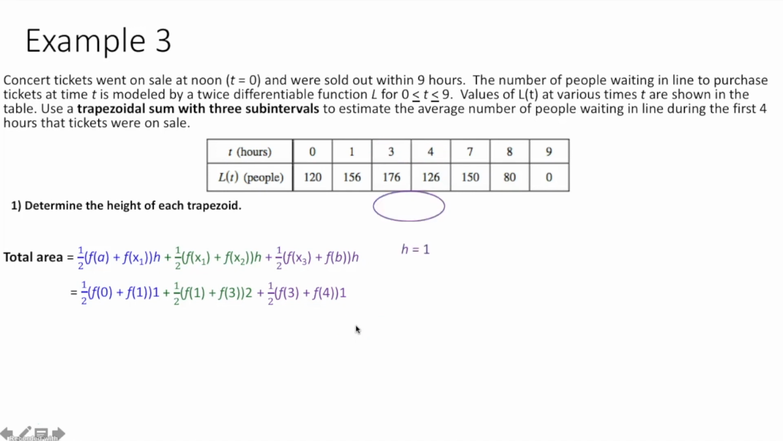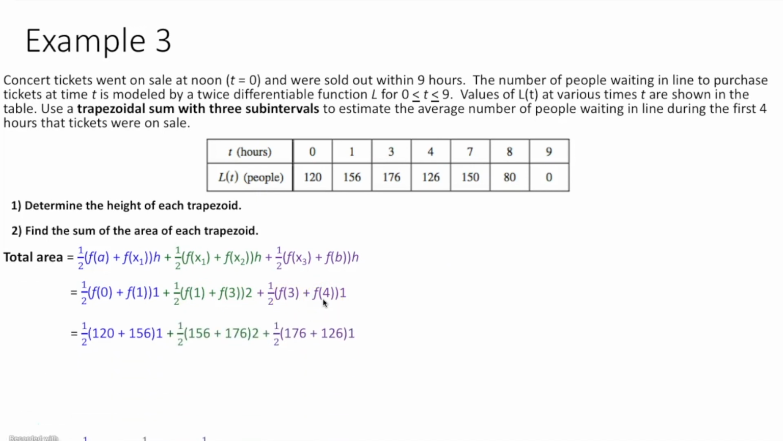Now what we can do is we can simplify this by substituting in f of 0, f of 1, f of 1, f of 3, f of 3, and f of 4. If we plug those in and simplify this in our calculator, we end up getting that the approximate area under the curve from 0 to 4 for this particular function using the trapezoidal approximation is 621.